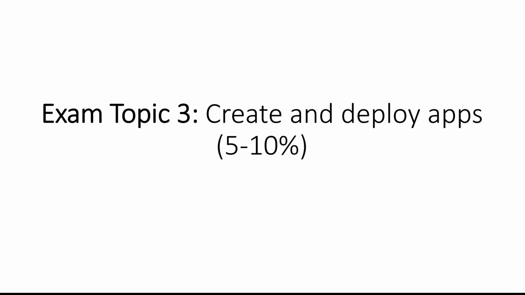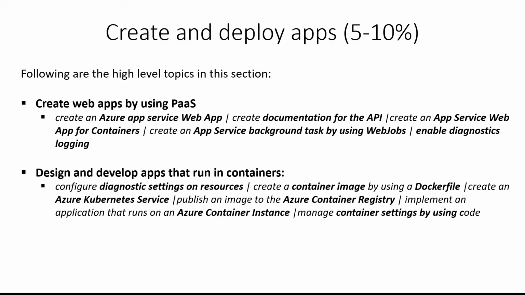Now this is a smaller topic: create and deploy apps. It is just these two sections only. First, creating a web app using a PaaS model. You might be familiar with Azure App Service Web App. This is a PaaS model where you can deploy a Java, Python, or .NET based application. If you have the code, you can just deploy it. The runtime of Java or .NET will be provided by Azure. So that is the most used product.